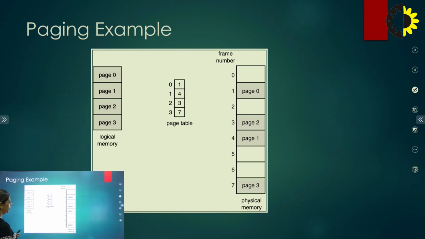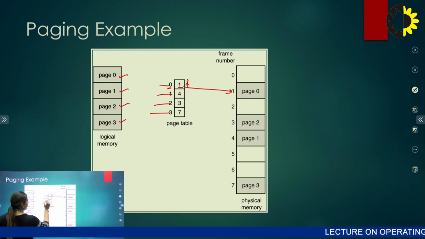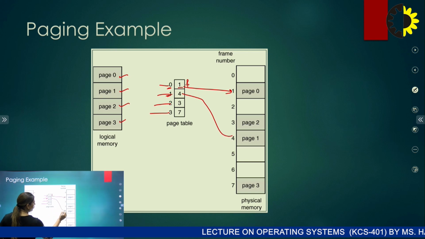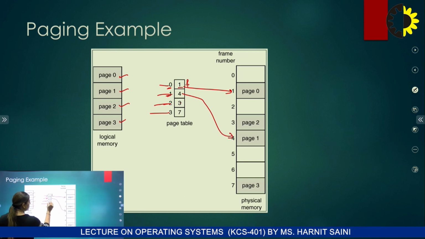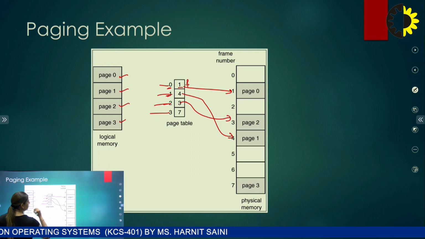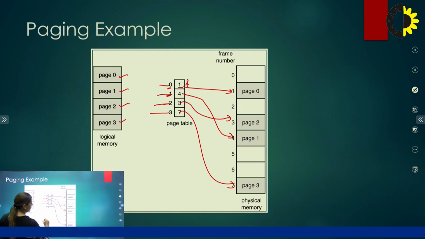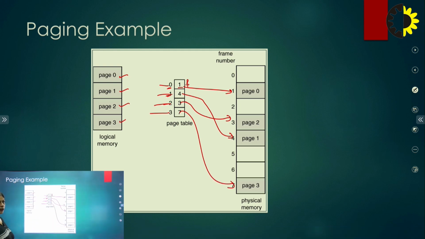Now see how it is being mapped. In the logical memory we have 4 pages, P0, P1, P2 and P3, right? These page numbers will be written on the side of the page table, 0, 1, 2, 3, and these are the F. The 0th page is on the first frame, right? The first page is on the 4th frame. The second page is on the 3rd frame. The third page is on the 7th frame, right? This way the mapping is done.